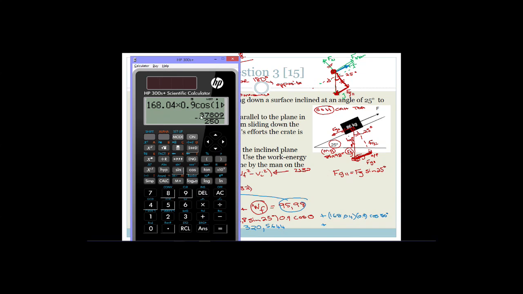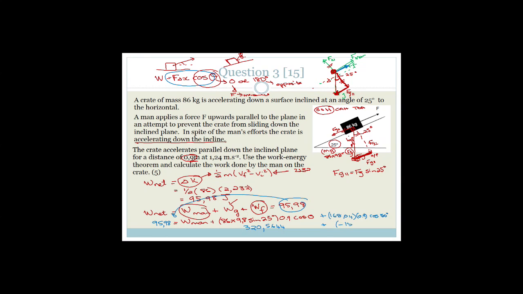And that is negative this fraction. And remember, we don't like the fraction, so we're changing it to SD. So this becomes minus 151.236. So that is minus 151.236 plus the work done by the man is going to equal 95.98. So do you agree I can just pop these numbers in the calculator now?